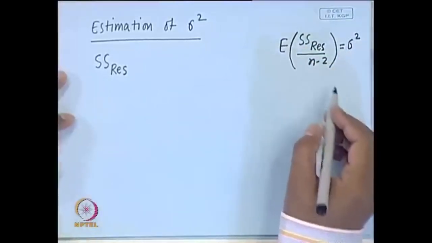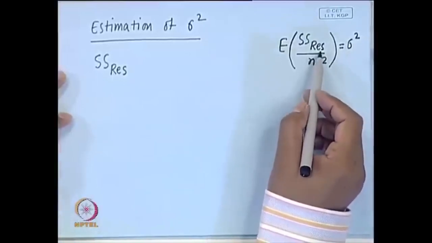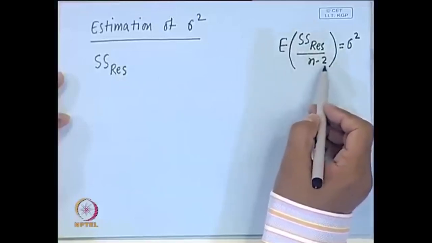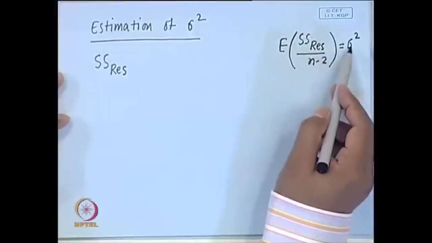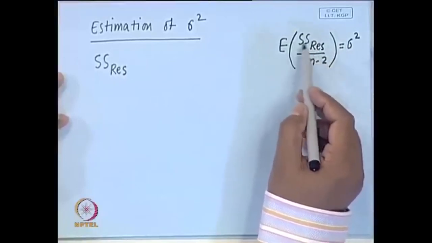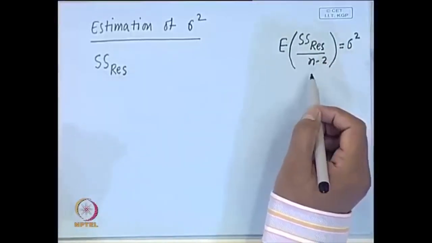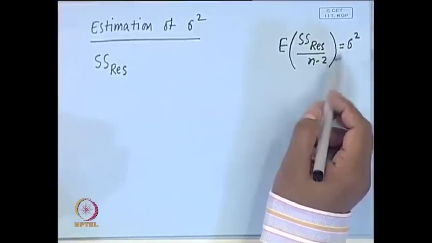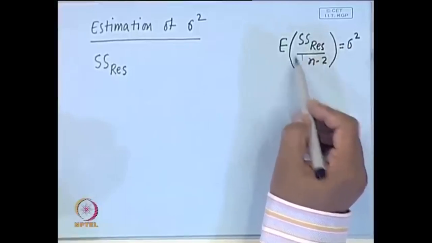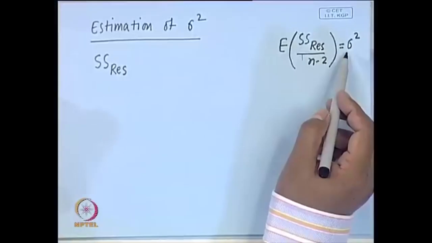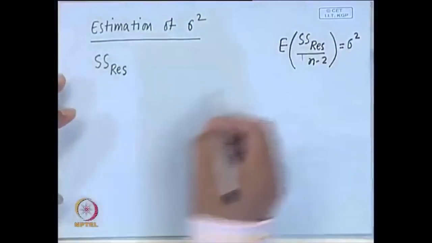That means the residual sum of square by n minus 2 is an unbiased estimator of sigma square, and we can compute the value of residual sum of square given a set of observations, and we know n. So, using this formula, we can estimate the value of the population variance sigma square. Well, so we need to prove this one.